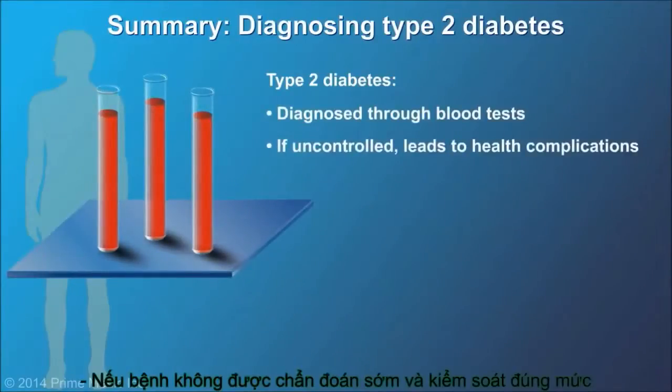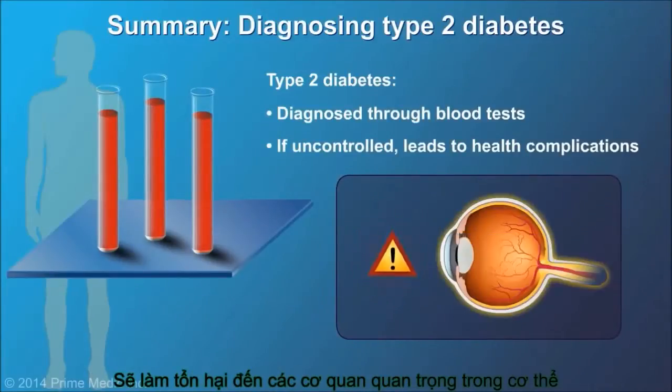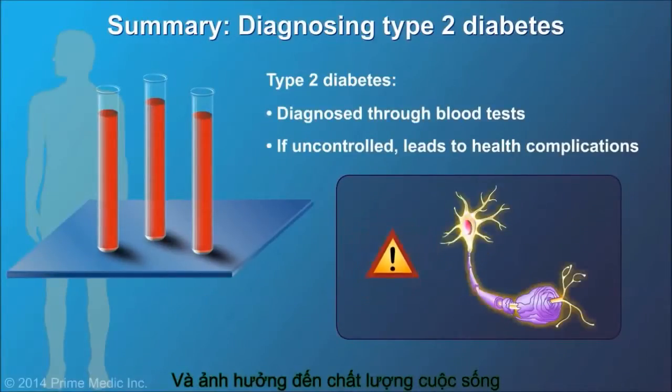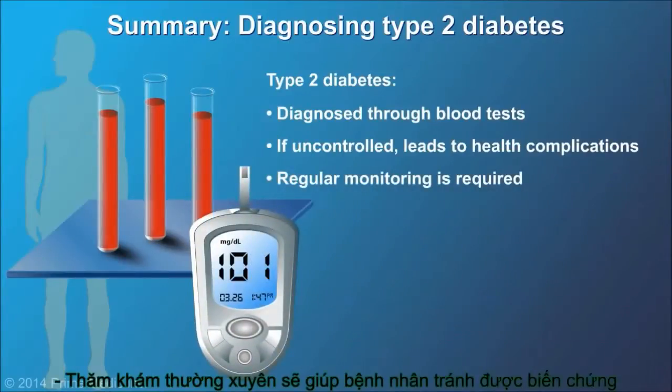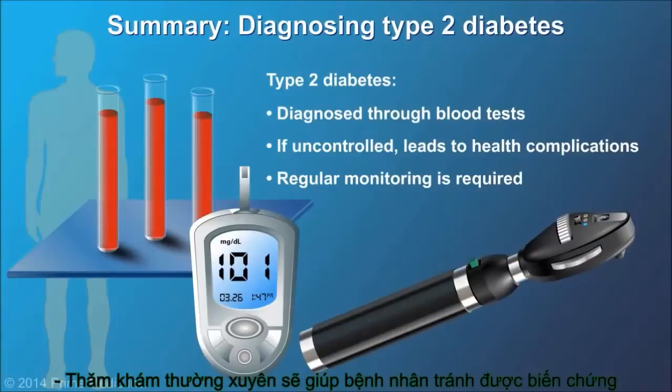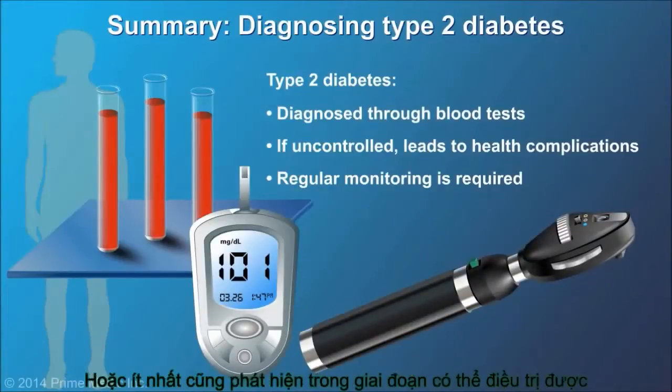If not diagnosed early, or if inadequately controlled, diabetes can lead to damage of important organs that impact health and quality of life. Regular monitoring of diabetes with your doctor can help prevent these complications or detect them at an early stage while they are still treatable.